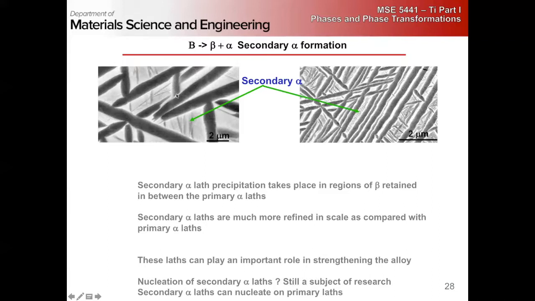So that means you're pretty much going to be strongly limited by the amount of slip you can accommodate in these alpha plates, and especially if you have a basket weave structure where you've got multiple different directions that need to be accommodated.